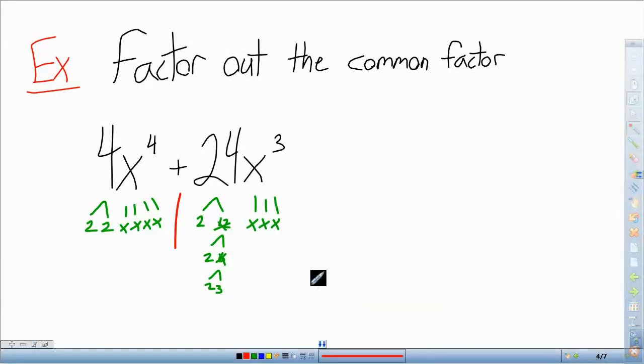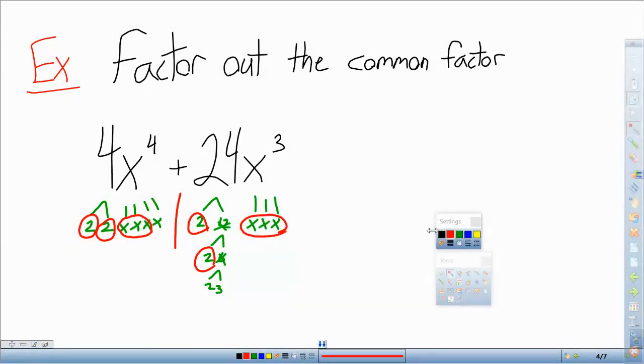Now let's figure out what they have in common. What is the common factor of these two terms? It looks like they both have a 2, and they both have another 2. As far as numbers are concerned, that's all they have in common. As far as variables are concerned, they both have 3 x's in common, right? So let's circle them all together. And there it is. That's the common factors. That's what we're going to take out of both of these terms.